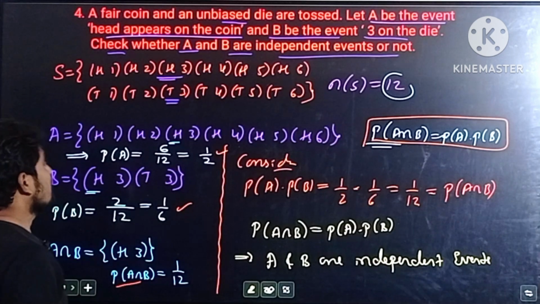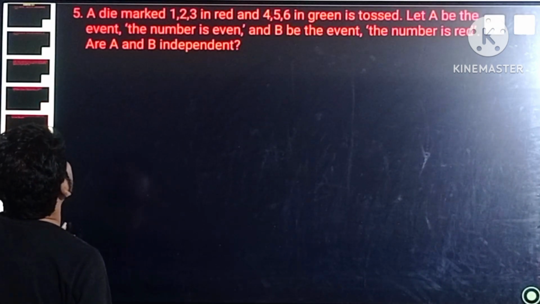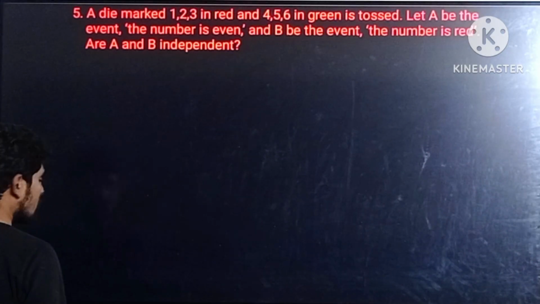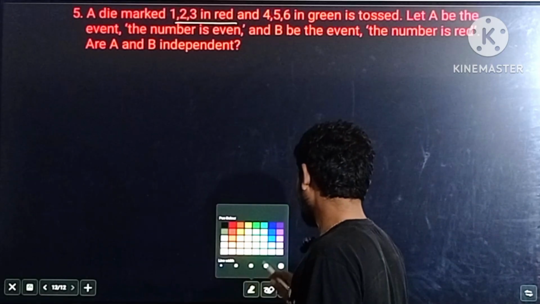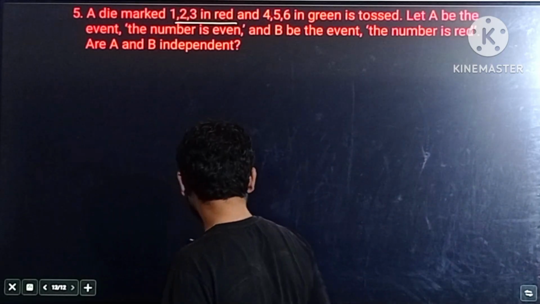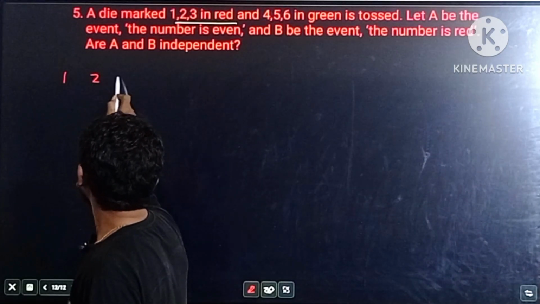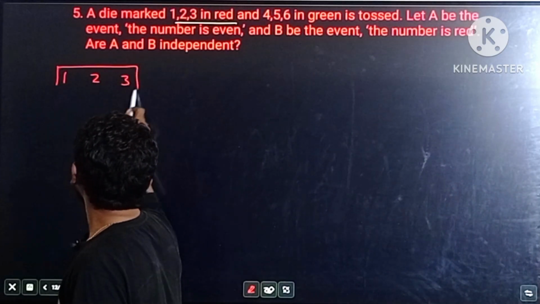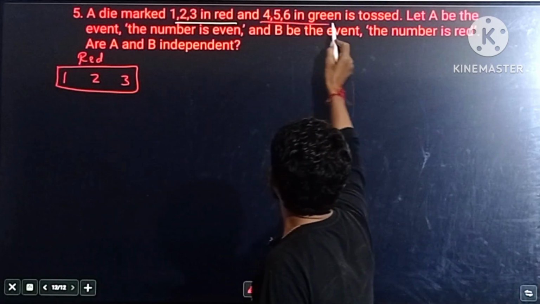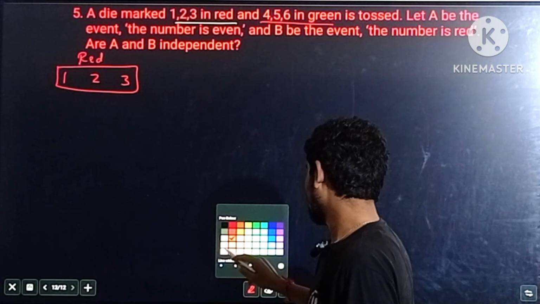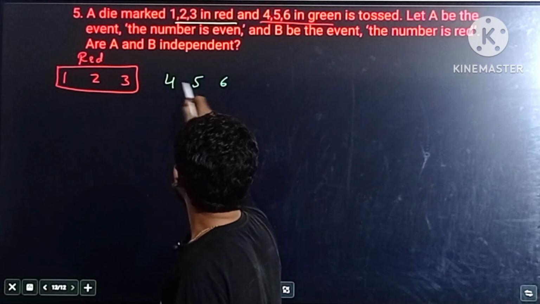Now let's start the next question. And the next question is, a die marked 1, 2, 3 in red. So there is one die. On that die, the numbers 1, 2, 3 are marked in red color. So these three numbers on the die are marked with red color. And 4, 5, 6 in green, the numbers 4, 5, 6.